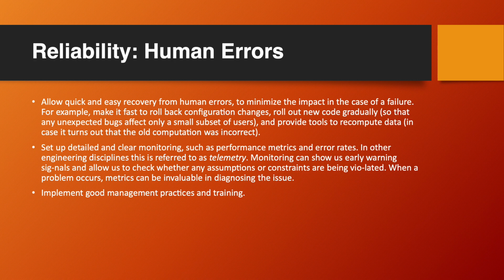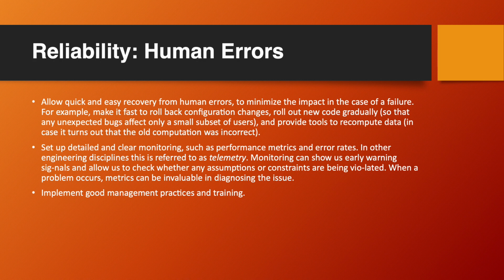Continuing on the best practices, we should allow quick and easy recovery from human errors to minimize the impact in case of a failure. For example, make it fast to roll back configuration changes. Roll out new code gradually so that any unexpected bugs affect only a subset of users, and provide tools to recompute data in case it turns out that the old computation was incorrect.